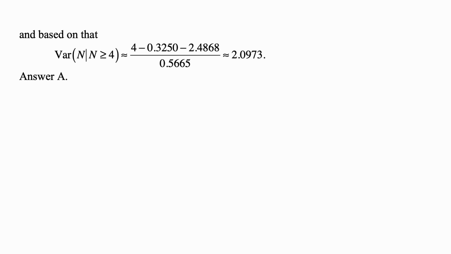So based on this, we end up finding that variance of N, given that N is greater than or equal to 4, is approximately equal to 4 minus 0.3250 minus 2.4868 over 0.5665. That's approximately 2.0973, which is answer A.